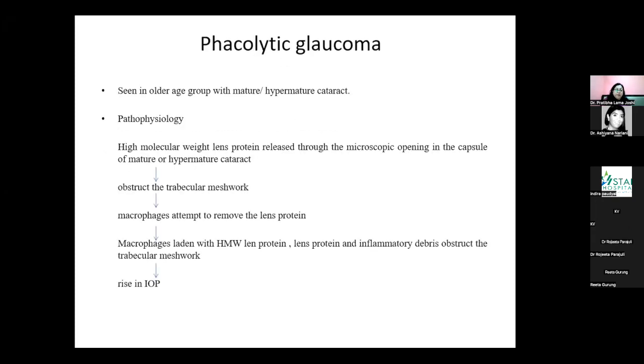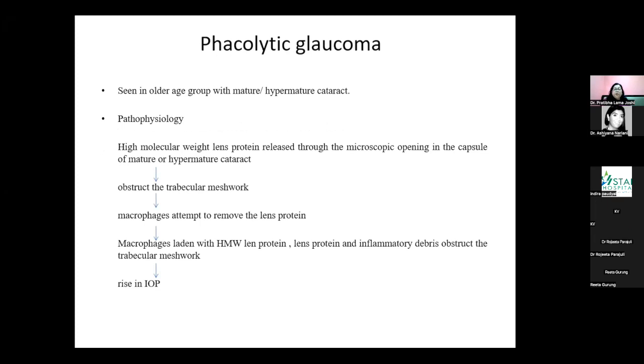In phacolytic glaucoma, it is seen more commonly in elderly people with mature or hypermature cataract. In elderly people, the lens protein changes into a high molecular weight lens protein.